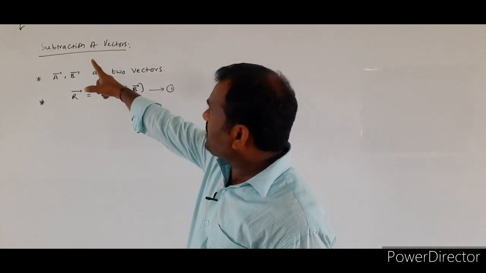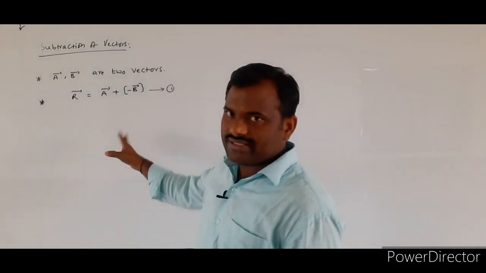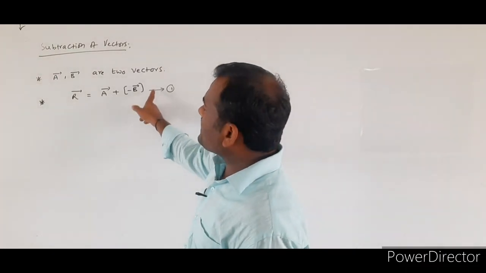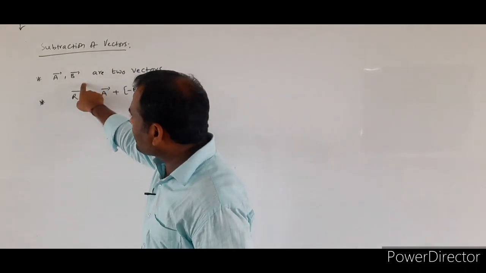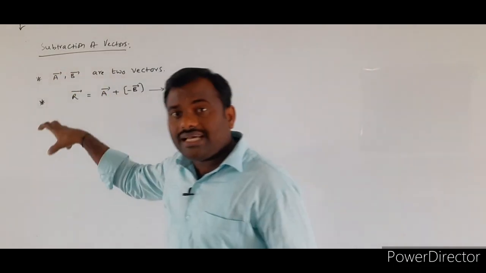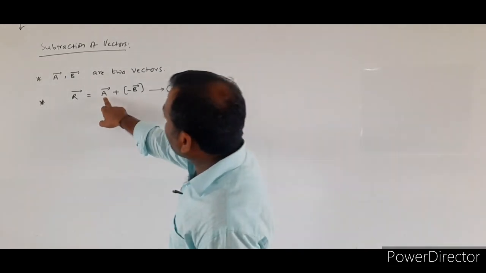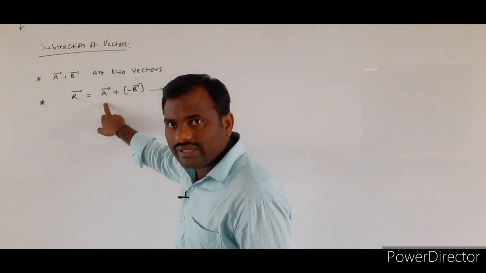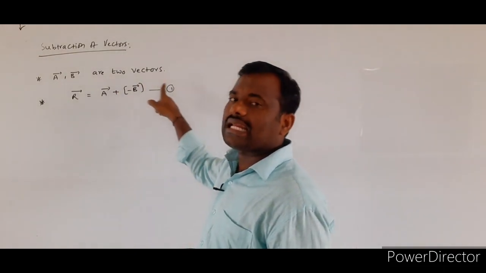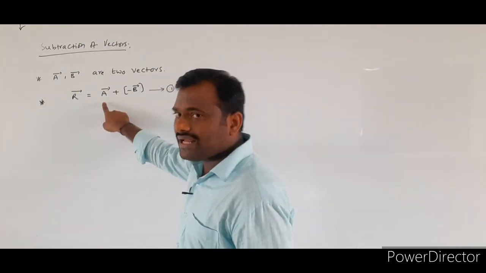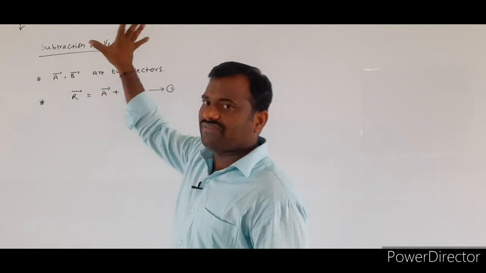Subtraction of vectors is a process in which we are subtracting one vector from another vector, which is equivalent to the vectorial addition of the first vector and the negative vector of the second vector.